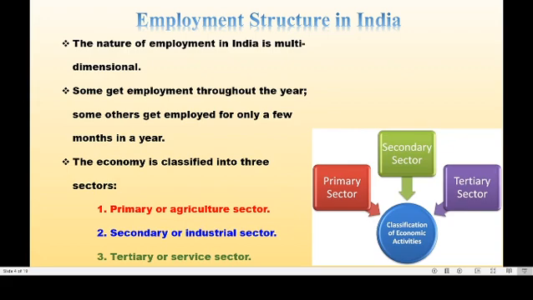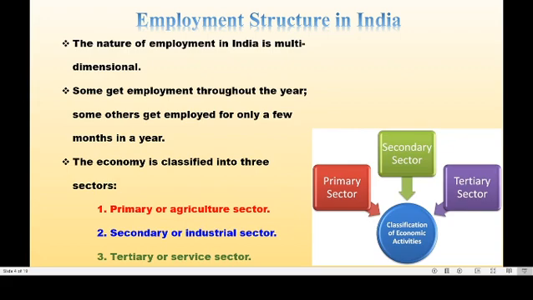It is the primary sector. More than 50% of the Indian population are still dependent on agriculture. So that is why we say that India is an agrarian nation, and the Indian economy is an agrarian economy. So India has a nature of employment that is multi-dimensional. We have the primary sector, the secondary sector, and the tertiary sector. Some sectors work throughout the year, and some sectors work for a particular month or a particular period in a year.